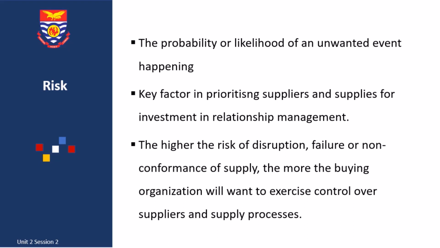So after determining all these things, then you know the suppliers or supplies that are characterized by higher disruption, failure or non-conformance of supply, or command excessive control in terms of the supply processes. Because in this instance, these suppliers who have to provide raw materials for the organization to use in its processes are likely to delay in their delivery or are likely to provide poor quality goods.